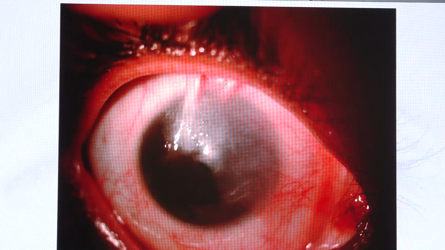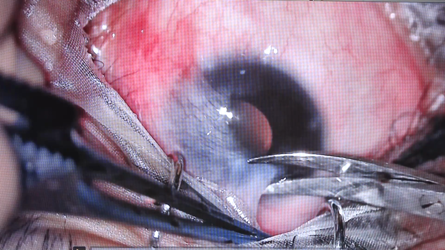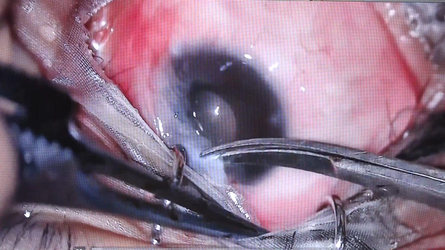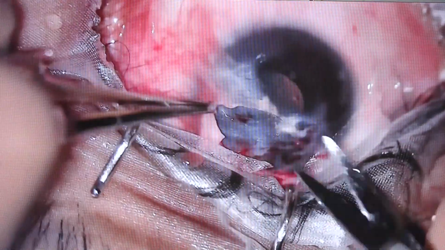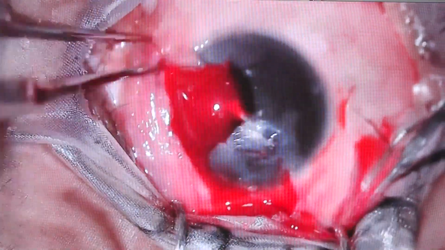This is another indication. Patients having very long-standing status post-chemical injury will require a combined procedure of symblepharon excision as well as doing a SLET. And amniotic membrane is very important here. First, you need to find a plane and excise all the pannus.